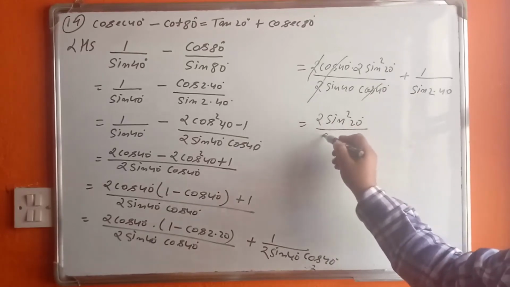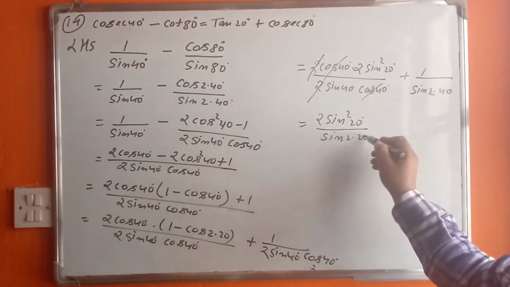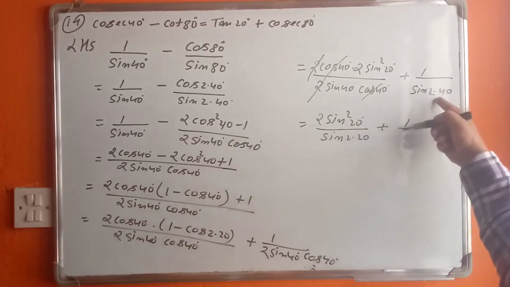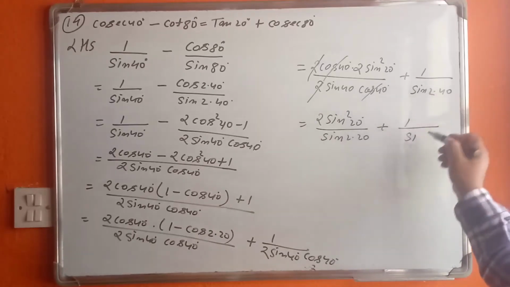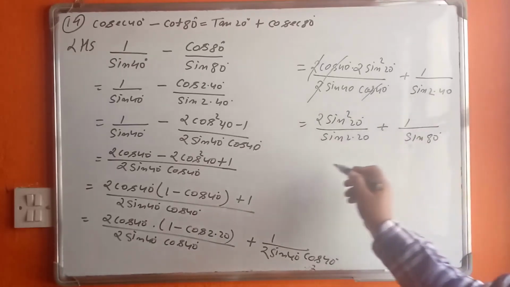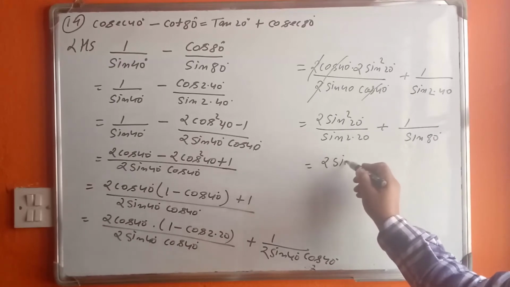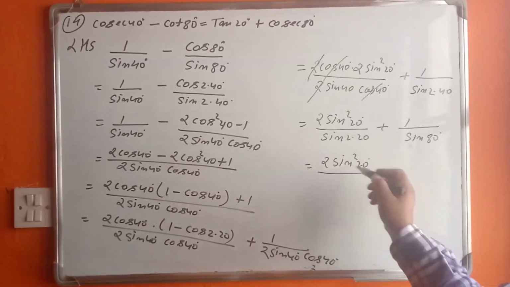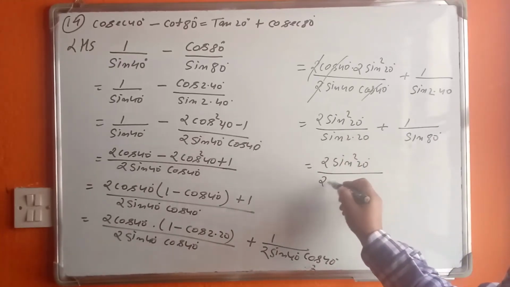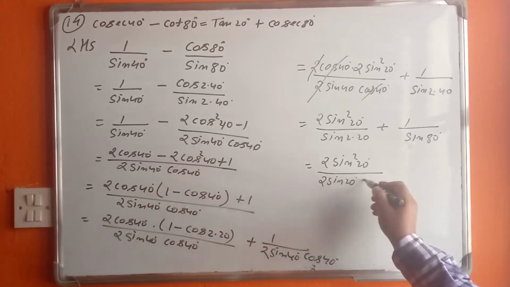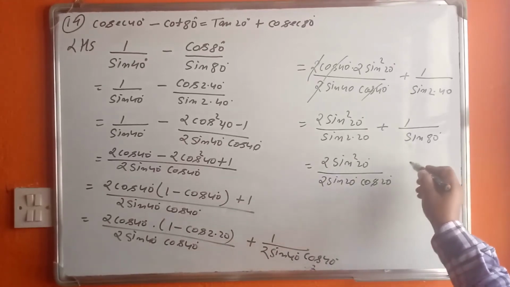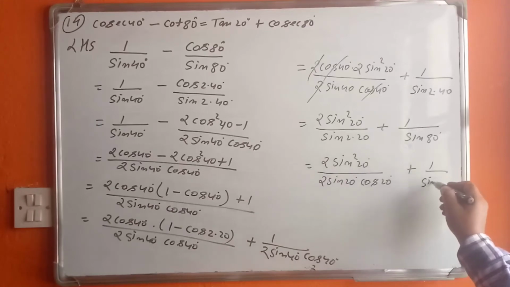And this sin 40 means also we can write sin 2 into 20 degree. This is 2 sin a cos a. Sin 2 into 40 means sin 80 degree. Now put your formula. Sin 2a formula is 2 sin a cos a. 2 sin 20 degree cos 20 degree by 1 by sin 80 degree.